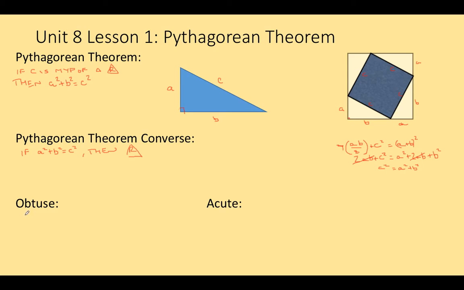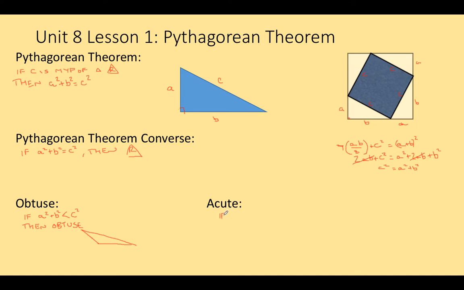Well, here's the thing. If c squared is greater than a squared plus b squared, so c would be like the hypotenuse, this line right here, and if this is longer than it should be in order to be a right triangle, okay, so this gets longer, well then this makes it an obtuse triangle. And if you were in class, you saw a pretty good Geometry Sketchpad example of that.